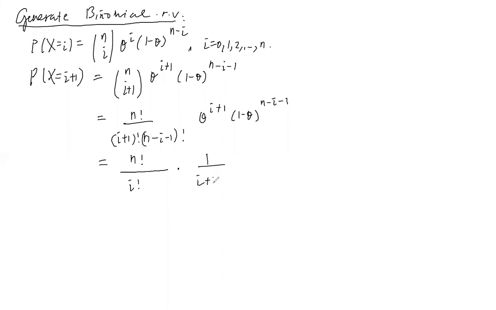So basically you take out your I plus 1 here, and here you want to make it as n minus I factorial, but then you are starting with n minus I minus 1 factorial, so you cancel it off with n minus I, right? So n minus I, cancel this off, you get your n minus I minus 1 factorial, okay? Then this part is your theta of I, 1 minus theta of n minus I, so times theta over 1 minus theta, right?